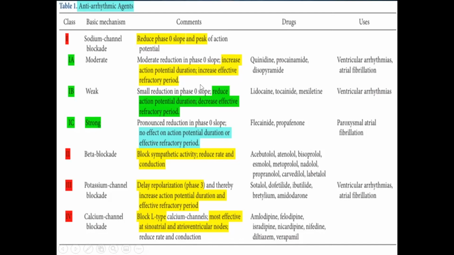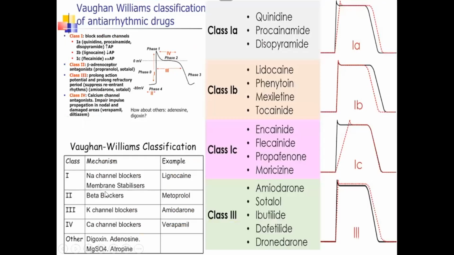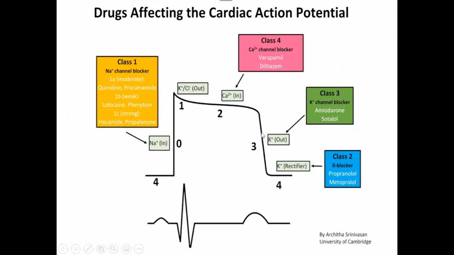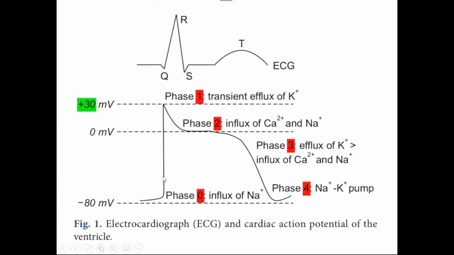This is also important. One is about which one has the strong effect on phase 0. They differ: 1A, 1B, and 1C. And the effect on action potential also differs. One has no effect, one has increased, one has reduced. Try to absorb this. Okay. And then potassium channel blockade. Potassium channel blockade works at phase 3, where the potassium efflux happens. They slow it. So what happens?